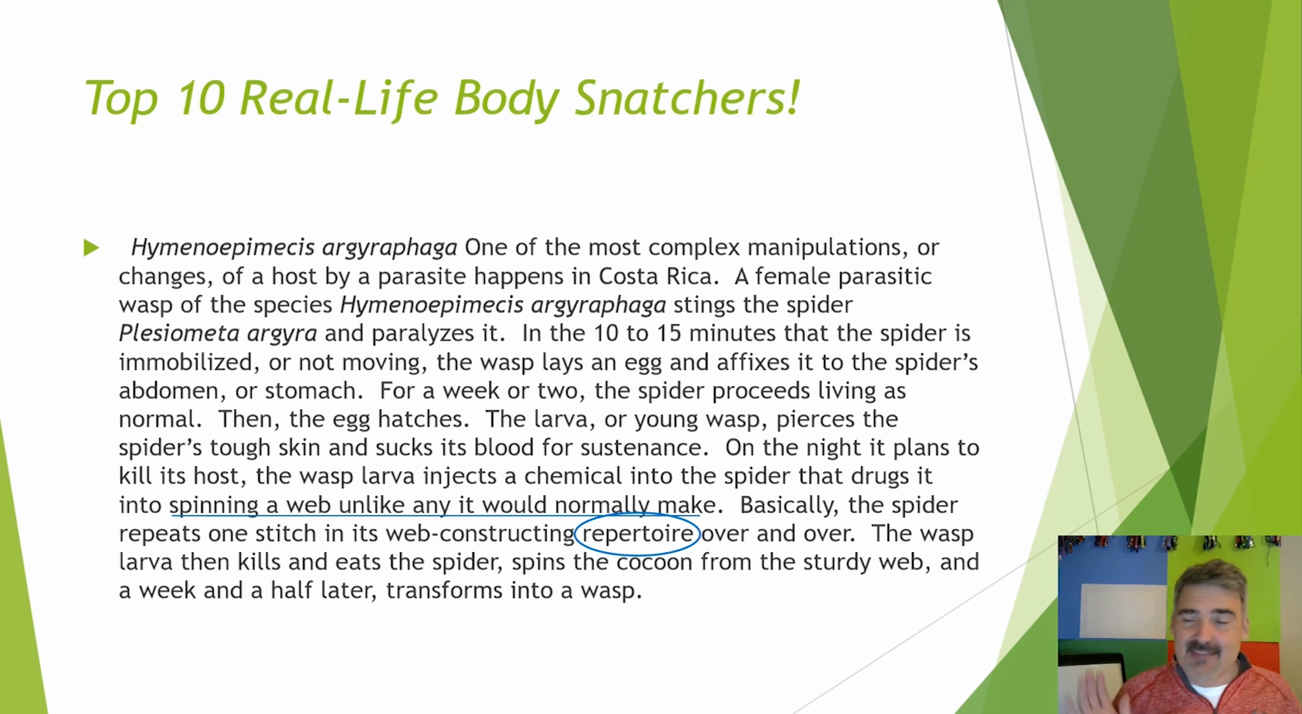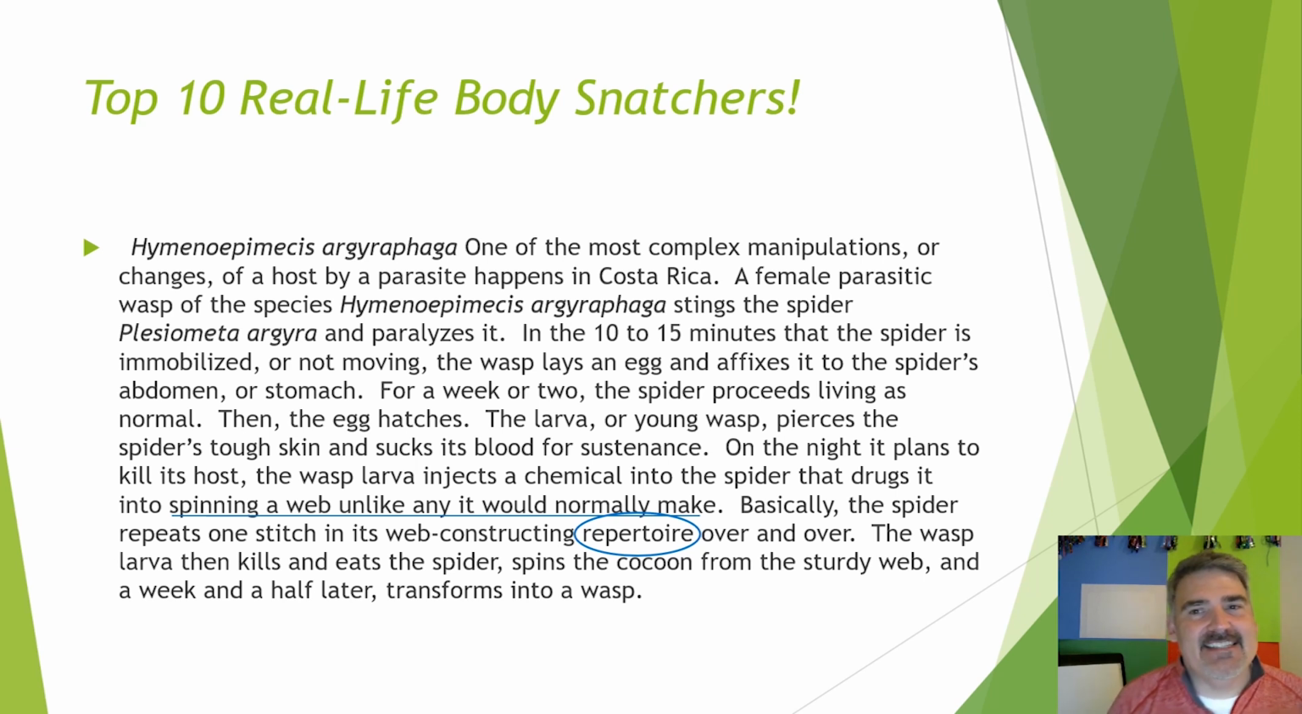Okay, that is not a very kind thing in this situation, is it? The spider is the host for the larva, for the egg. The larva then sucks the blood from it to eat. And then when it gets ready to go to the next stage, it shoots venom into the spider, drugs it so that it spins a web specifically to help the larva wrap up into a cocoon to become a wasp. That's a pretty vicious little wasp there.